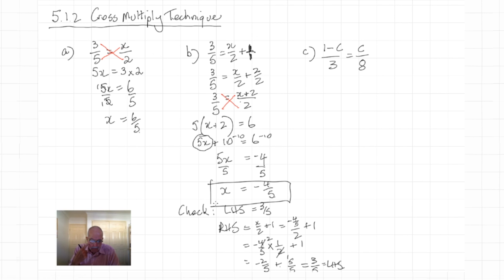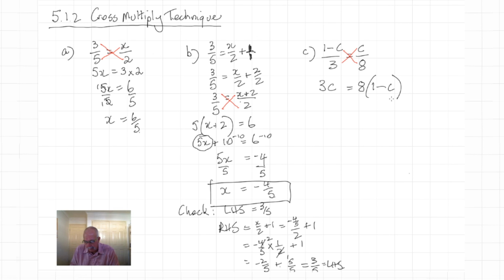Let's do the third example here. We've got c's, the unknown, the variable, on both sides. We do have single fraction equals single fraction, so we can go straight to the cross multiply method. Does it matter which one you do first? Not really, because we're going to pick up some c's each way. So let's do this one first. So 3 times c is 3c equals, it's good to put the number at the front, 8, this number, 1 minus c.